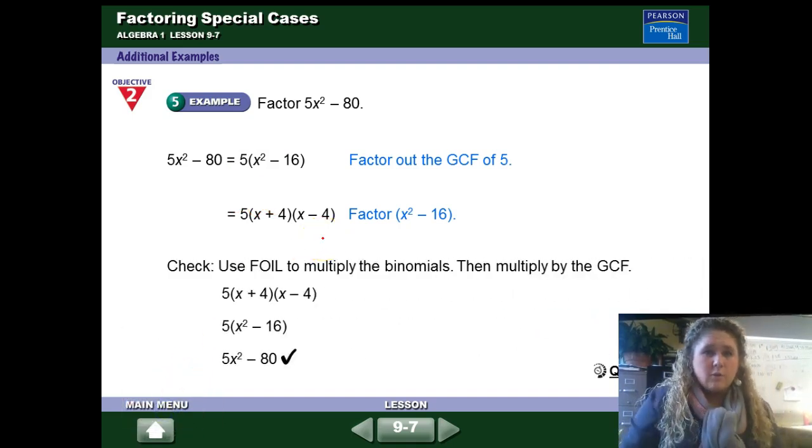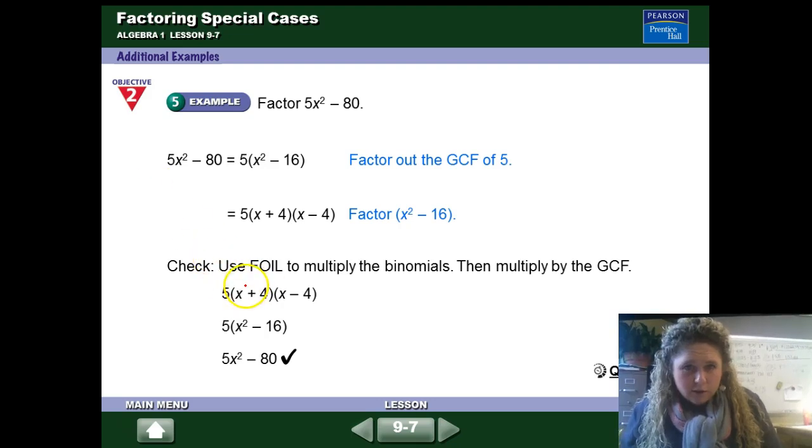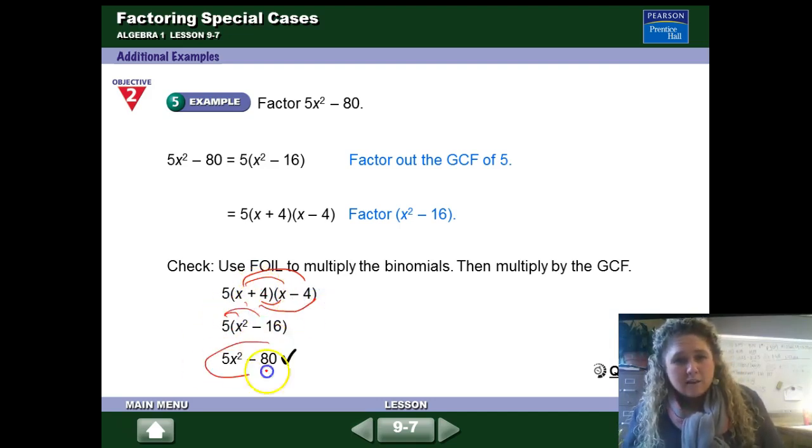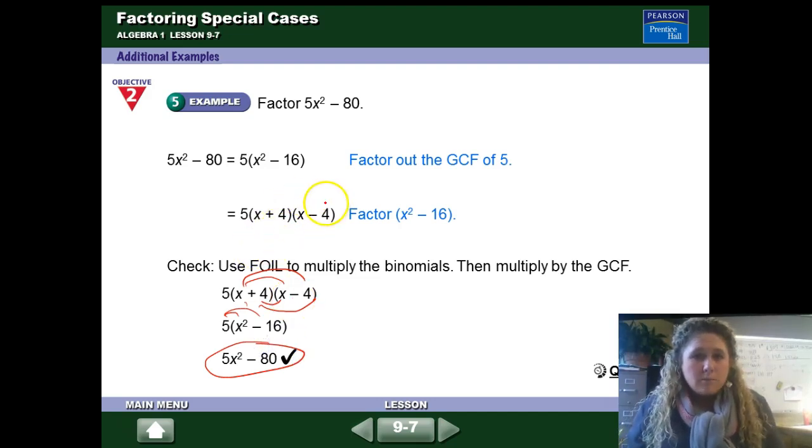We can check it using FOIL. So the first ones you're going to do is first, outer, inner, and last, and then distribute your 5, and this is what you started with. So you know this is the factors of what we started with.